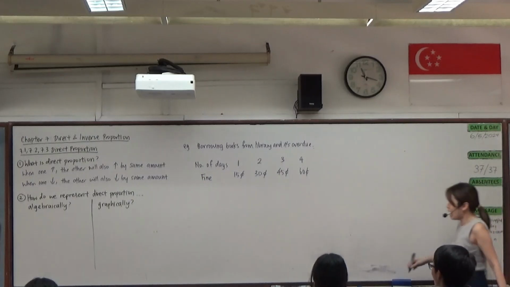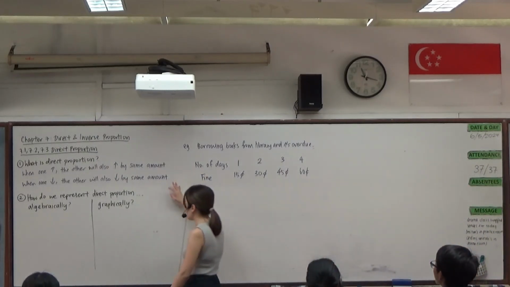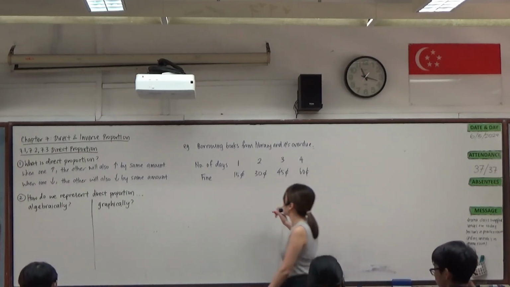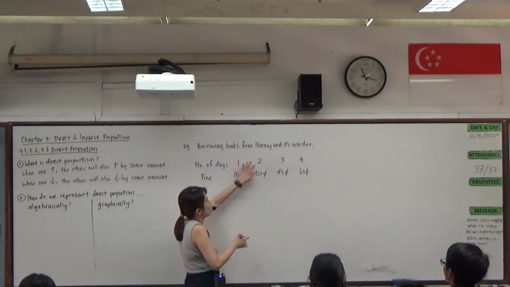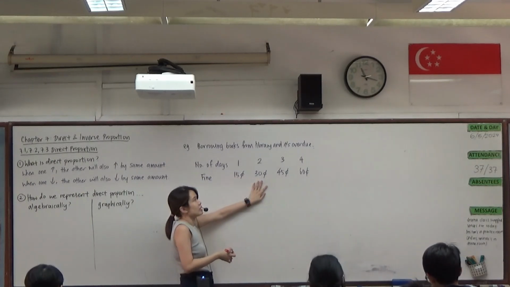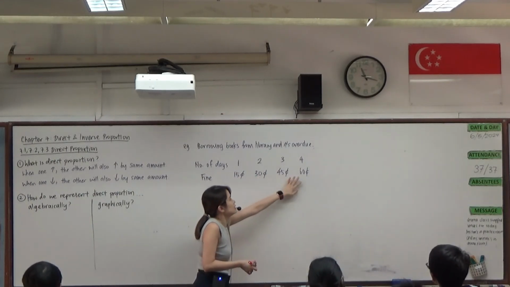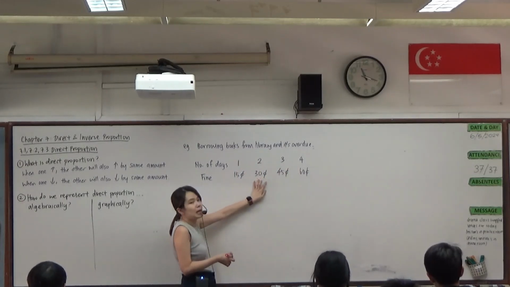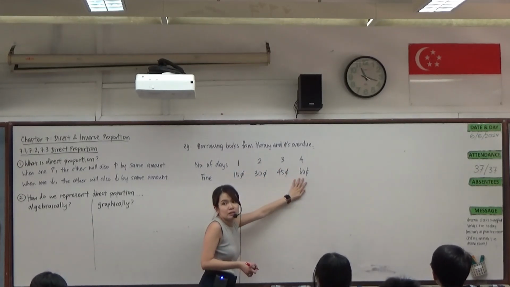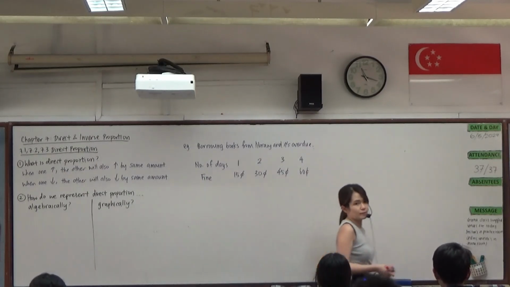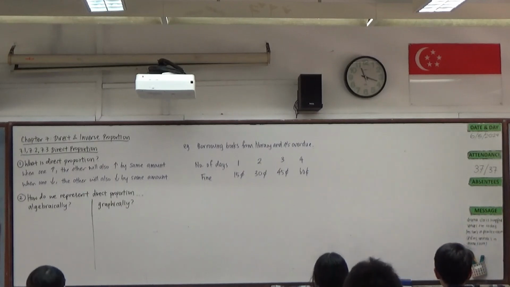How we see that it is by the same amount, by proportion, is that when there is an increase of 1 day, it is times 2 of this 15 cents. If it is double the number of days, let's say from 2 days to 4 days, we see that the amount also doubles as well. So the increment is actually the same. And that is what we call direct proportion.